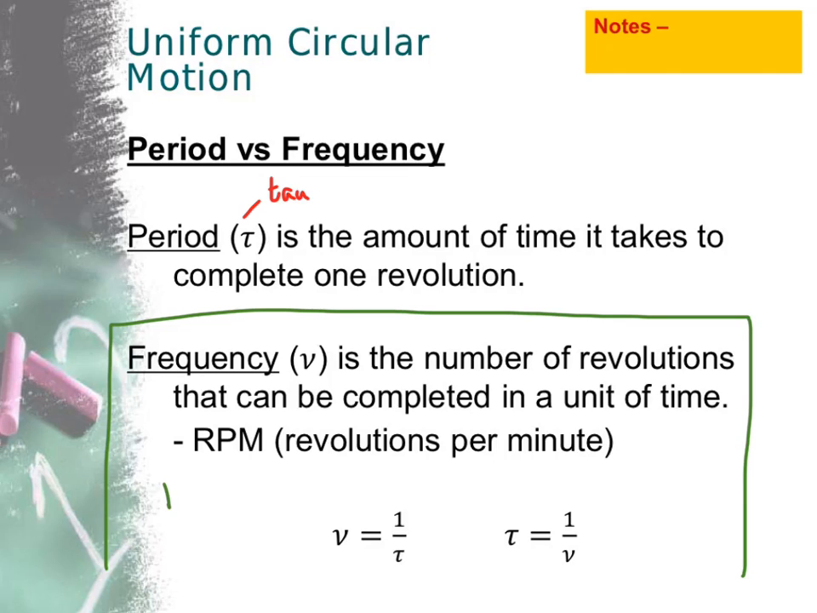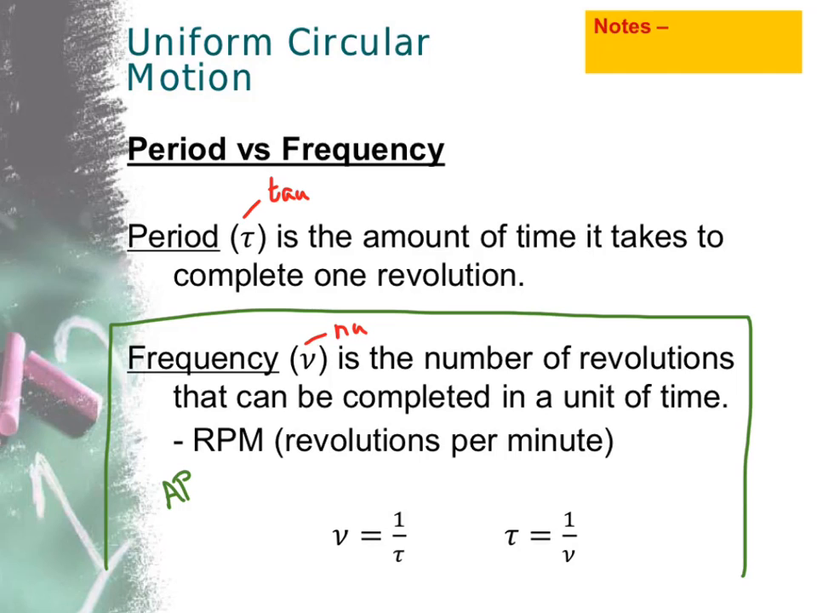Now this is an AP topic only, but if you want to put it in your notes, advanced students, you can certainly go ahead, but I'm not going to hold you responsible for it. Frequency, which is represented by the Greek letter nu, N-U, is the number of revolutions that can be completed in a unit of time.